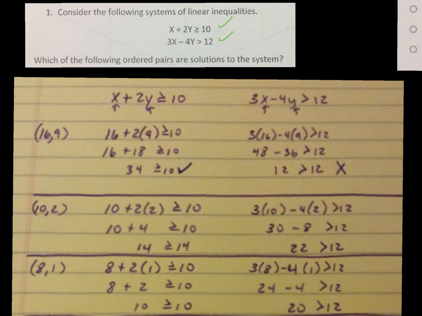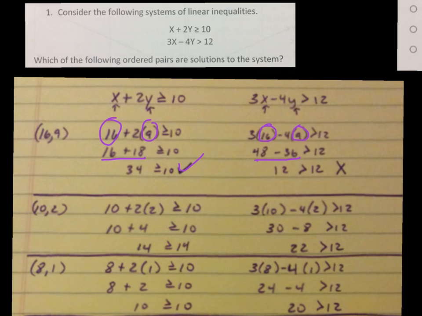Alright, so if you look at the first one, now this one went ahead and worked out. When I plugged in the 16 right here and the 9 right here, it came out to 16 plus 18, which is 34, and 34 is definitely greater than or equal to 10, so I put a check mark right there. On the right hand side, I plugged in a 16 right here and a 9 right here. 3 times 16 is 48, 4 times 9 is 36, so the result is 12. Because 48 minus 36 is 12.